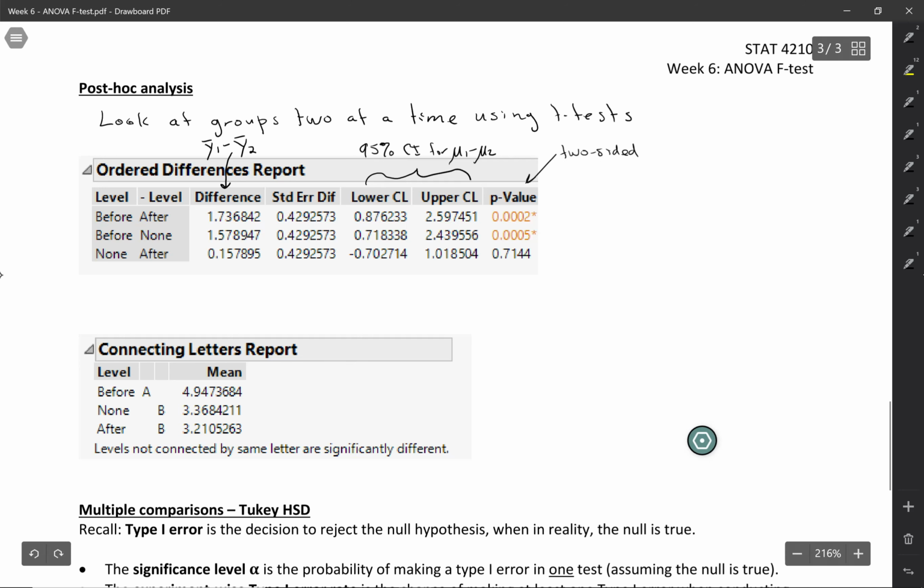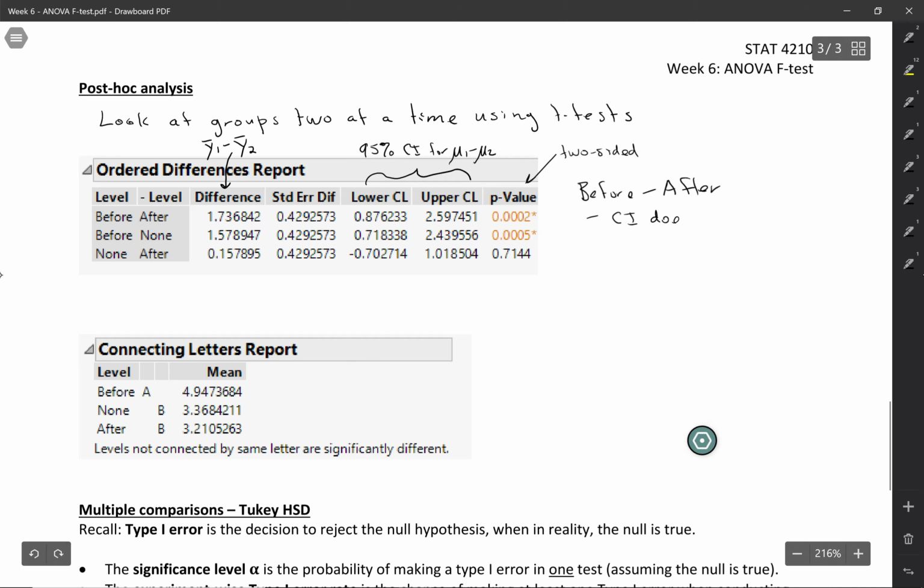So let's start by looking at before minus after. If we compare before and after, there's a pretty big difference between these. This is why it's the first in the ordered differences report, because this is the largest difference between the groups. So the difference in means was 1.737. And then if we look at the confidence interval for that difference, we see that the confidence interval does not include 0.